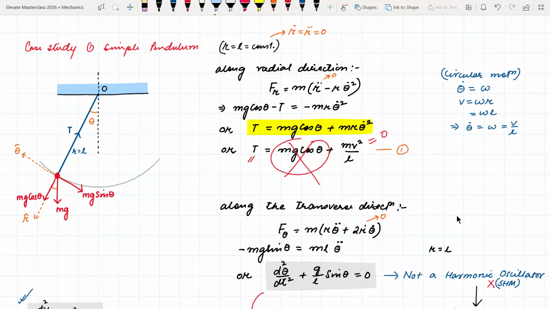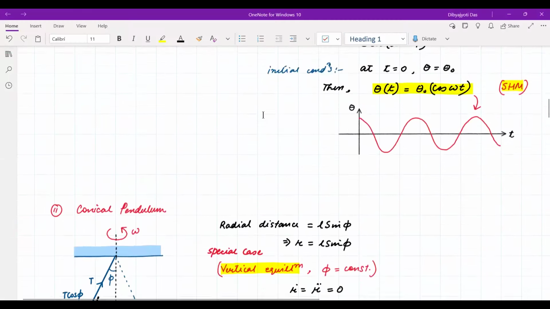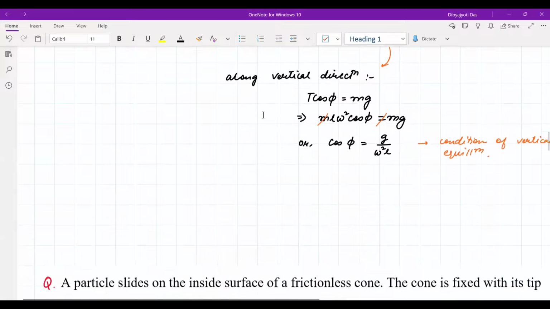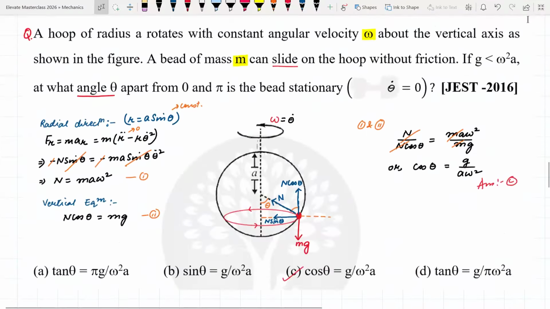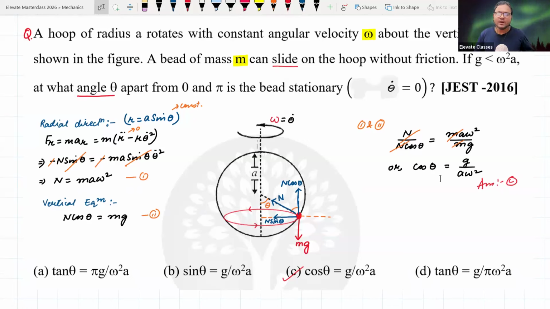Okay. Another question: can you show the picture about the hoop? Yes. So here the question is saying that apart from 0 and pi, the bead is stationary. It makes sense that if theta is equal to 0, the bead will be stationary. But if theta is equal to pi, how will the bead be stationary? It can be stationary. It's a potential maxima.